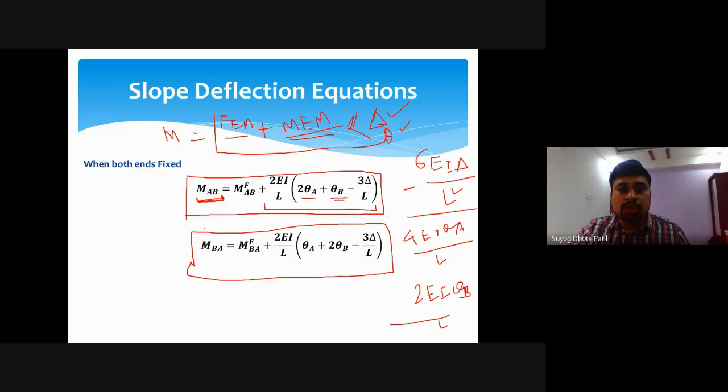So this is the simplified relation. Similarly for BA, it will be 2 theta B plus theta A minus 3 delta by L. This is again the member force, and this is the simplified form in case of AB and BA. By using these two equations, we can calculate the final end moments. We can then solve a numerical problem.